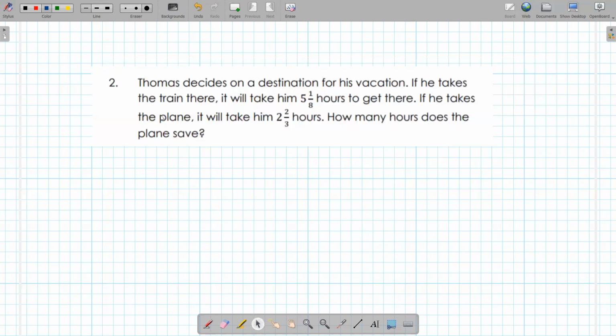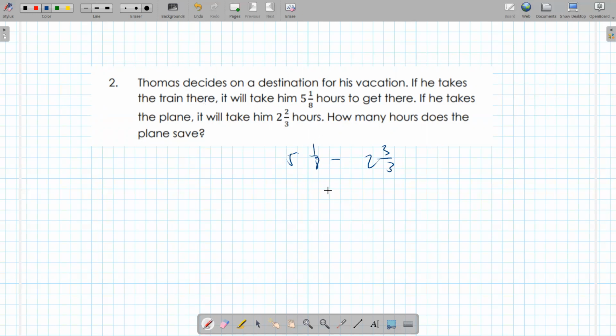Similar question here. Thomas decided on a destination for his vacation. If he takes the train there, it will take him 5 1/8. If he takes the plane, 2 2/3. How many hours does the plane save? You subtract those two. Right, so 5 1 over 8 minus 2 2 over 3, yeah?